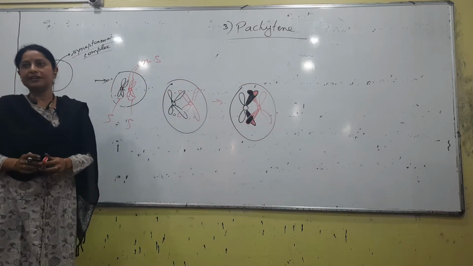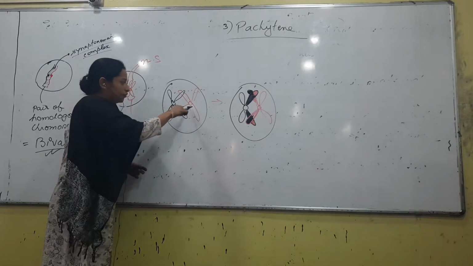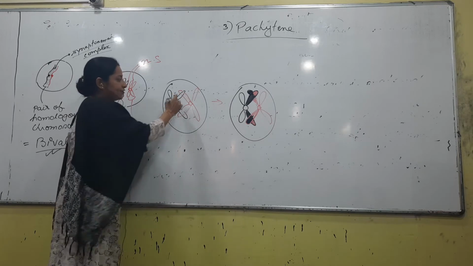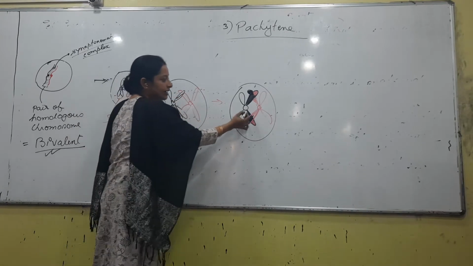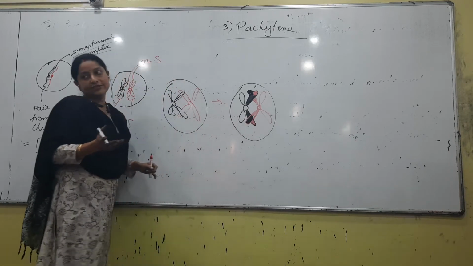Understood? Did not understand? Understood? So what was there? It was full red, sorry, full red, right? And this one was full black. What happened after that? Black got attached to red, and red got attached to black. What does that indicate? Exchange of genetic material.